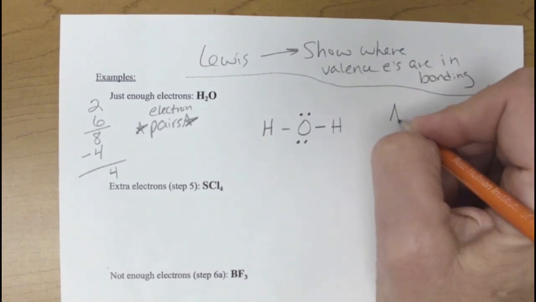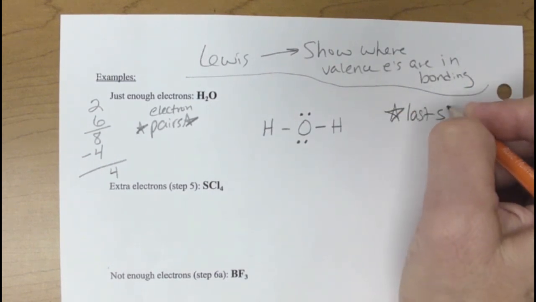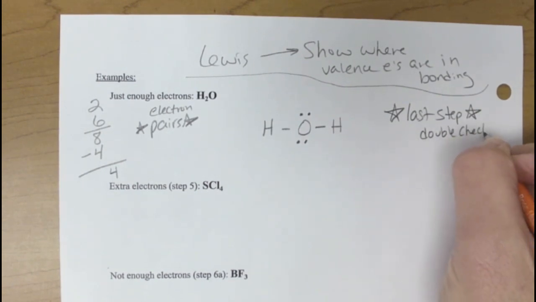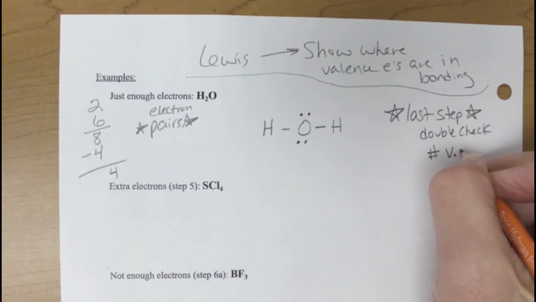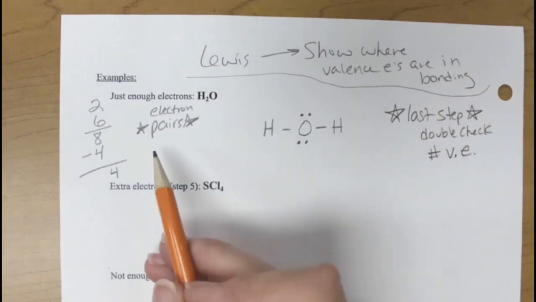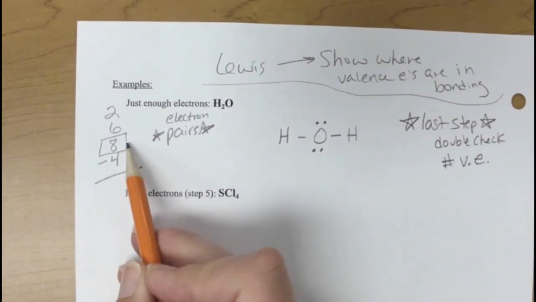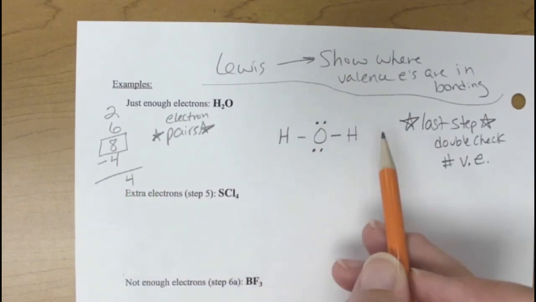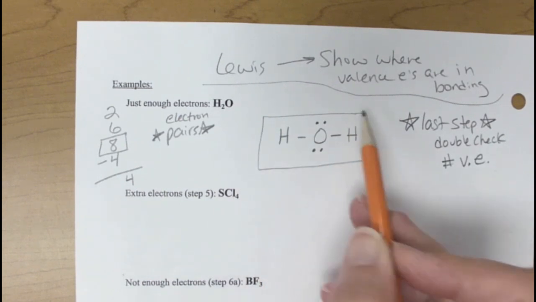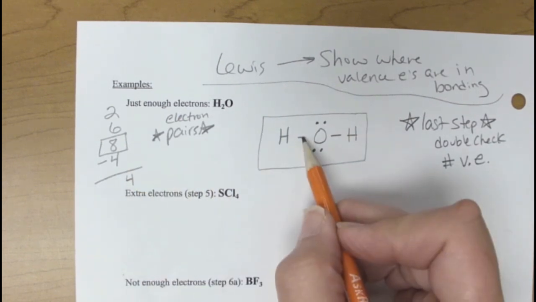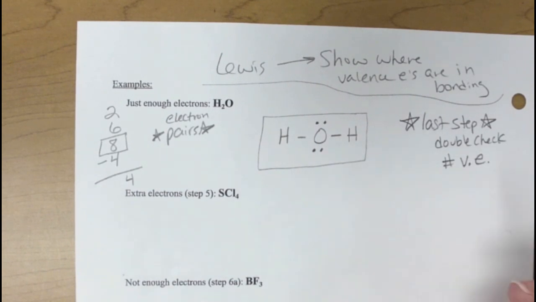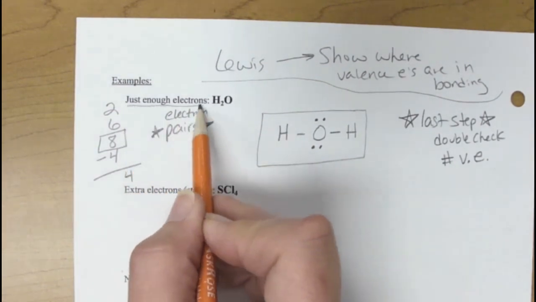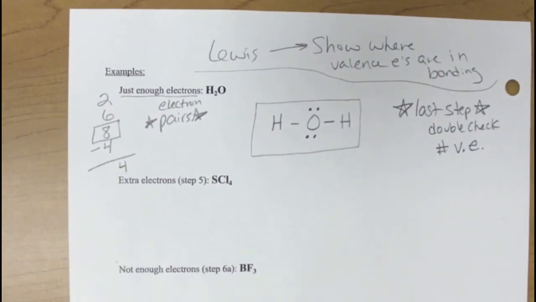And then the very last thing we want to do for all of these is double check our number of valence electrons. So here we had 8 total valence electrons. So we need to make sure in our final answer that we are showing 8 valence electrons. We are showing 1, 2, 3, 4, 5, 6, 7, 8. So we're good to go. So in this example here, we showed when we had just enough electrons to make everybody happy.